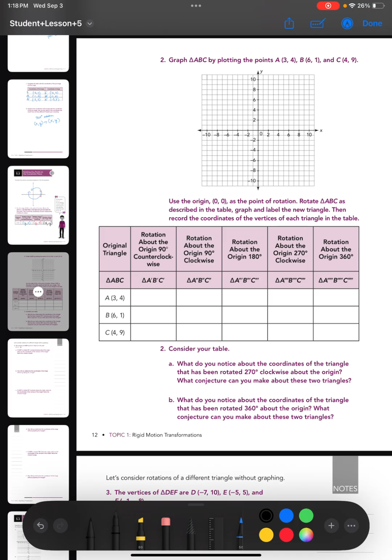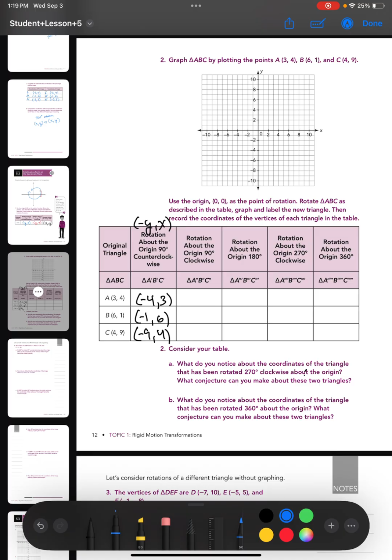All right, so filling in all these. Again, just examples. If we want to go 90 degrees counterclockwise for this figure, we're using the rule negative y, x. So this point would become negative 4, 3. This point would become negative 1, 6. This point would become negative 9, 4.